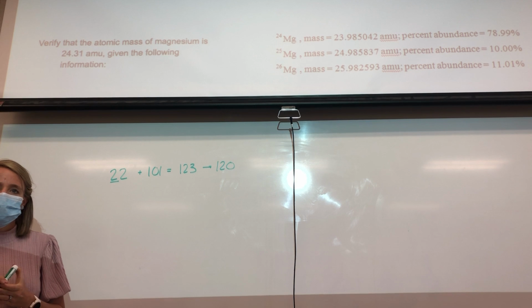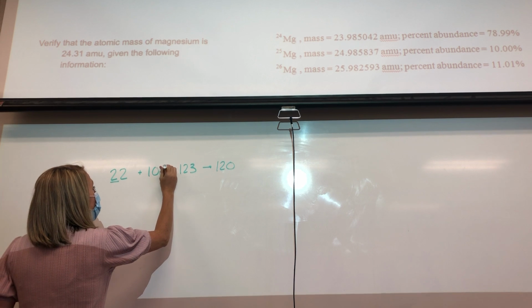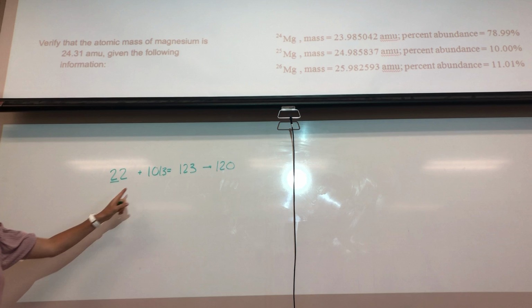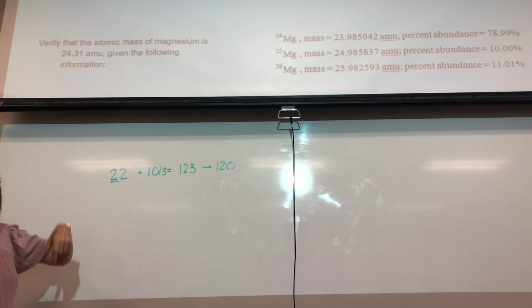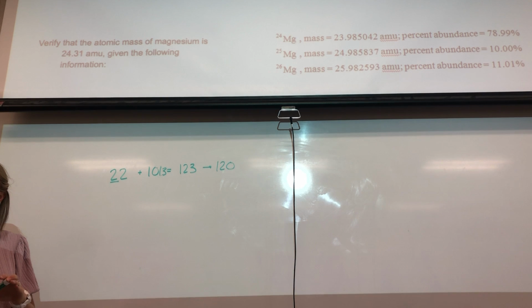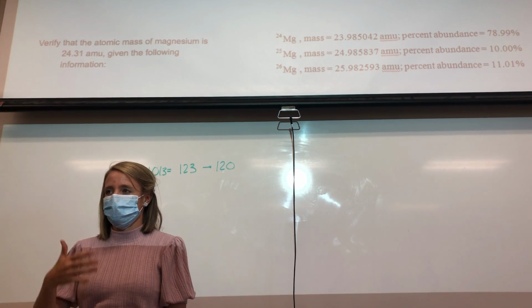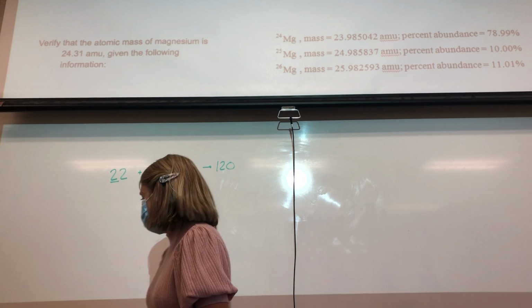What if one of them has a decimal though? Like if it was 22 plus 101.3 or something like that. So you always go to the least accurate one, so that wouldn't actually still matter, because the least accurate is 22. Does that make sense? Kinda? Okay. Obviously sig figs are something we're going to be doing all year, so if you're still a little uneasy about them, they will come.